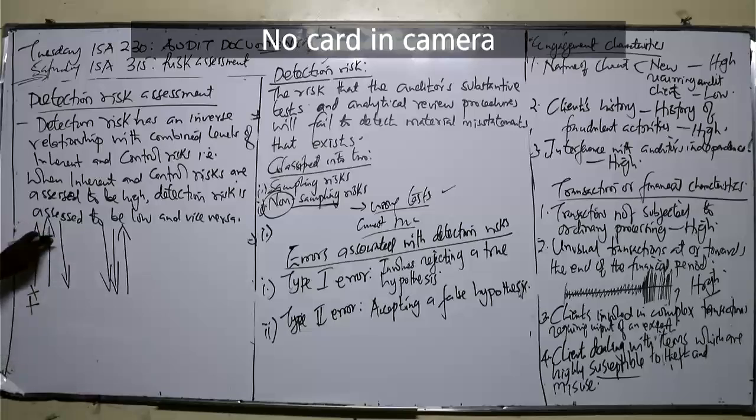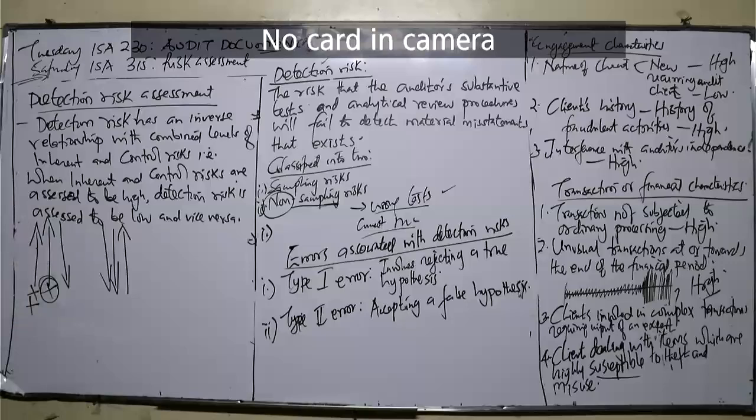When is control risk high? Lots of errors and frauds have been perpetuated. When you expect lots of misstatements, lots of fraud, lots of theft, do you go for a small sample or large? Large. So going for a large sample, then detection risk is low. What have we just said? To reduce sampling risk, increase the sample size. So detection risk is low.